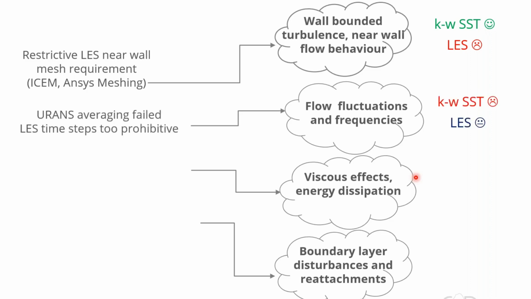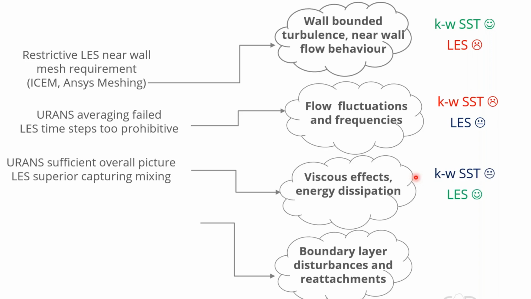For flow fluctuations and frequencies, because URANS applies an averaging function, it does fail in capturing a lot of the fluctuations properly over time. But LES is also prohibitive, because if we do apply that approach, then the time steps can go down as low as 1e-6. And if you consider breathing goes for 4 seconds on average, that's quite a lot of time steps to apply.